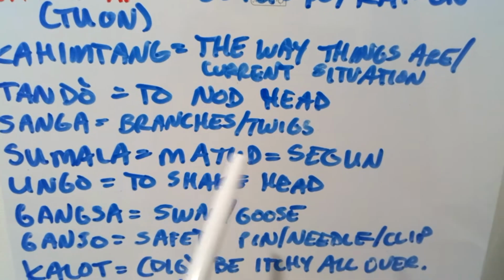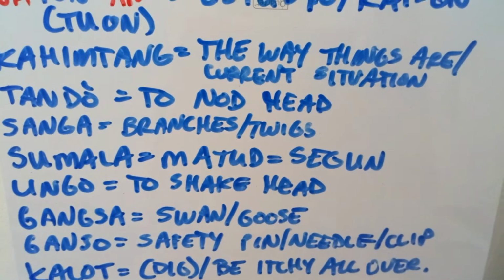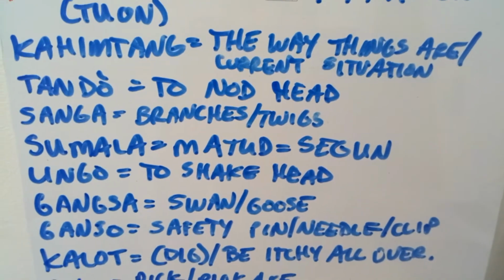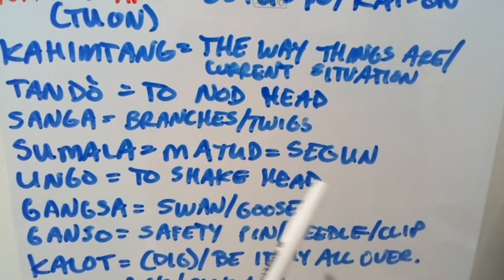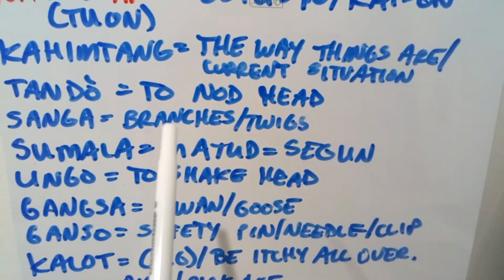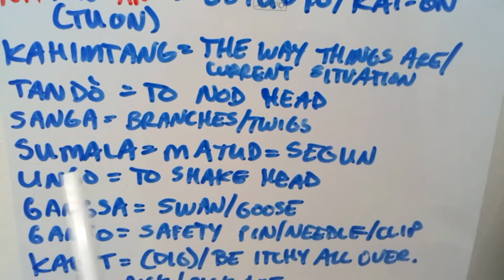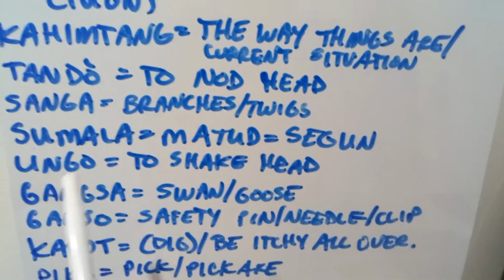Sanga is branches or twigs, right? From whatever things that branch off of something. Doesn't necessarily have to be trees, right? When you're doing graphs and stuff, you can also describe that. Sumala is the same as matud or segun.